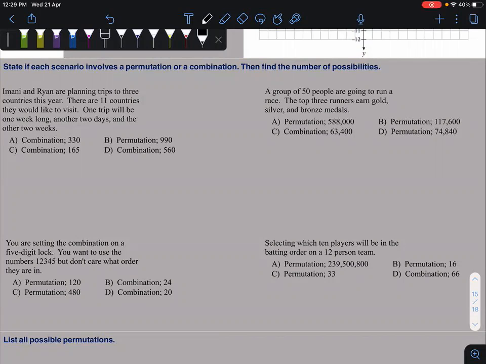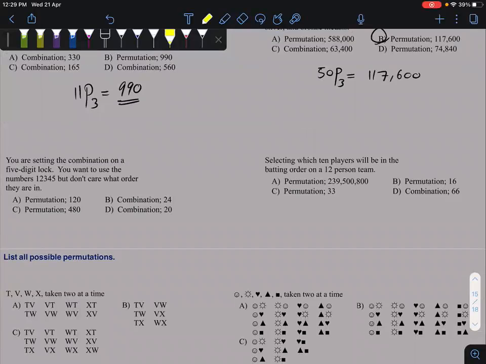So simply here it's what? Permutation, because order matters. In all, there are 11 countries to choose from, P what here? P3. We will visit 3 of them. We can use a calculator and find the answer, which is 990. Next question: a group of 50 people are going to run a race. The top 3 runners earn gold, silver, and bronze, so it's permutation. We have 50 people in all, and 3 of them are going to win, and you can find your answer using the calculator, which is 117,600.